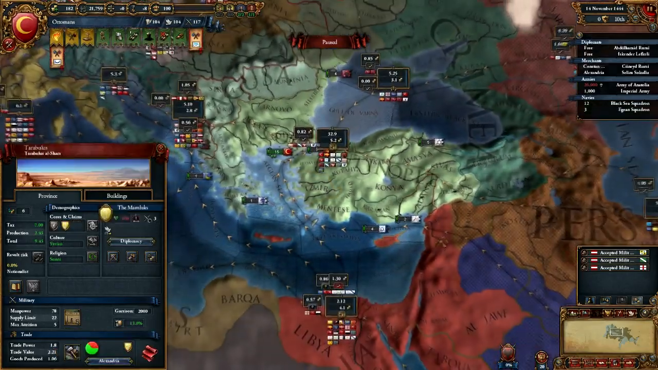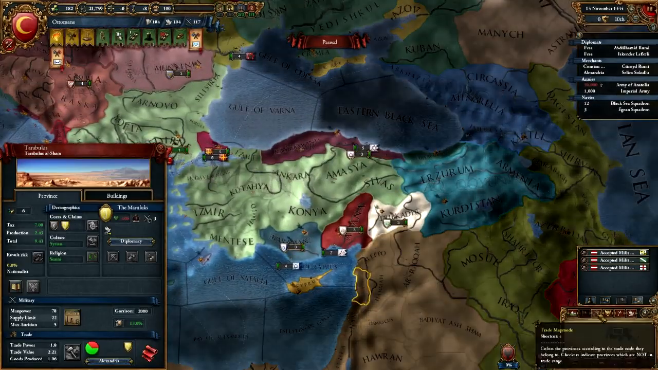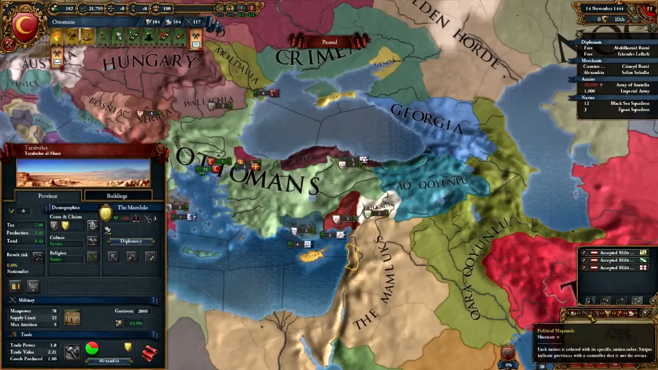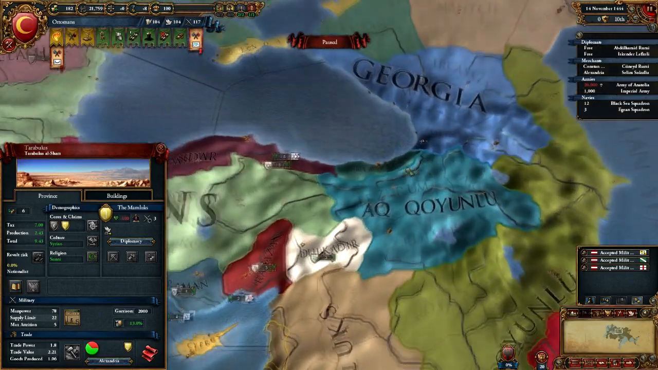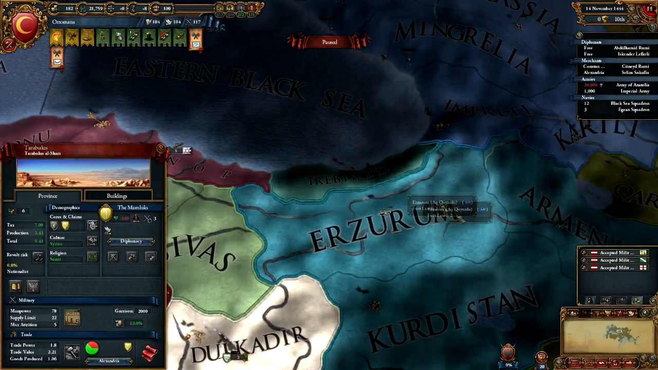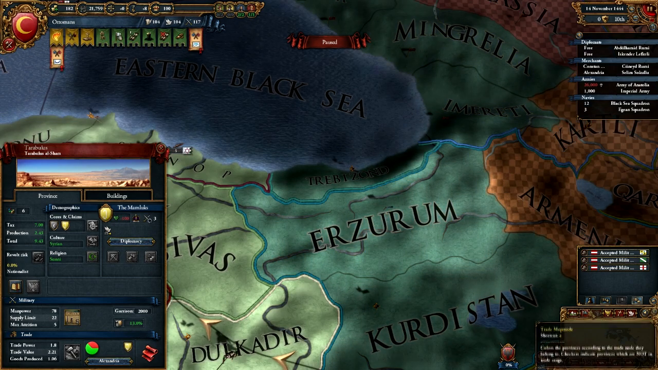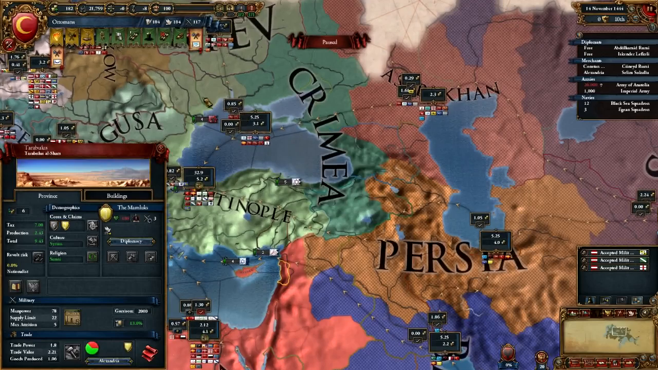So, say for example that, let's see if we have any in enemy territory. Doesn't look like we have at this point in the game, but let's say, just for the sake of argument, that we controlled Trebizond here, which we will before long, don't you worry about that. Trebizond is part of the Crimea trade node.